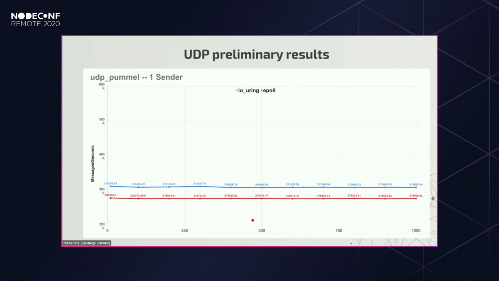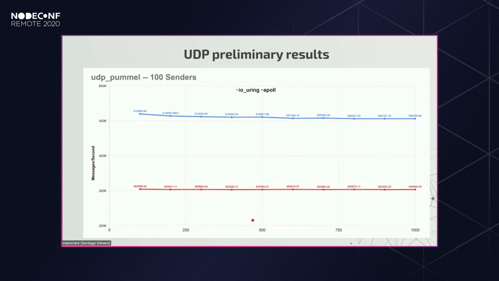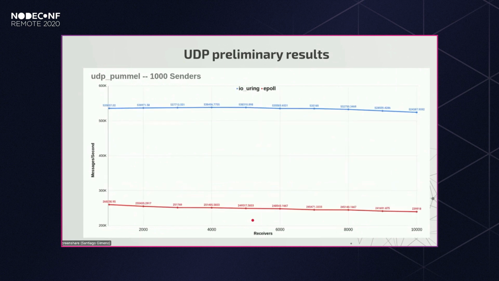So we can see that with only one sender, both io_uring and epoll perform more or less the same. Maybe io_uring a bit better, but nothing significant. But as we increase the number of senders, io_uring starts to perform much better. In this case, with 10 senders, we can see a performance increase of about 35%, while with 100 senders, the increase is close to 70% better. And with 1,000 senders, the performance increase goes above 100%.